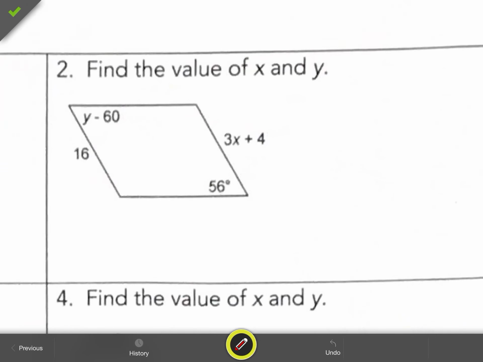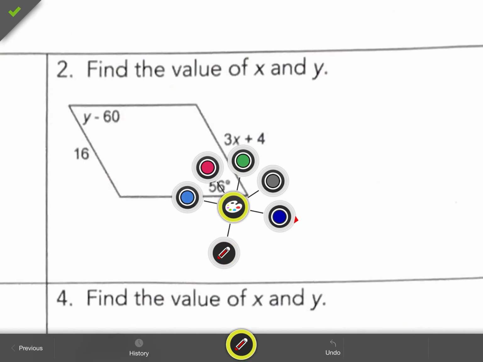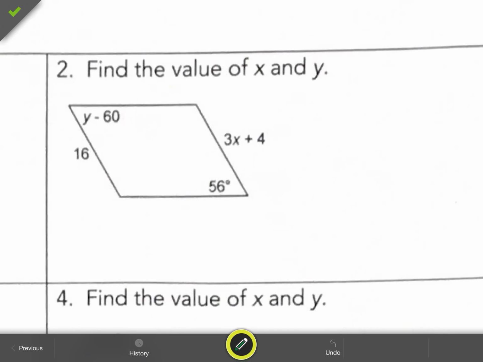All right, question 2. Find the value of x and y. So I look at my picture. Now, don't do this. Don't think that you're going to mash x and y and all of those numbers into one equation. You got to break it down into pieces. So I'm just going to focus on the x right now. I'm not worried about the y.